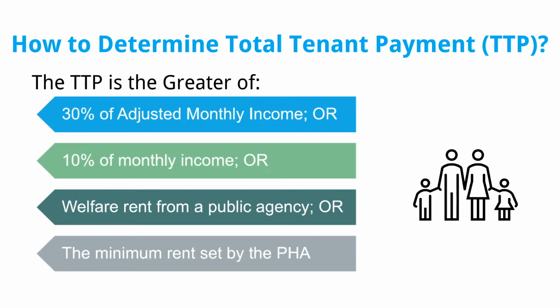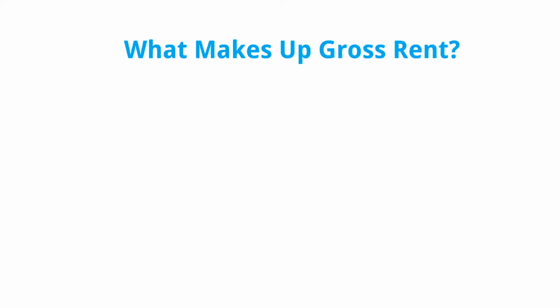The TTP is calculated as the greater of 30% of the family's adjusted monthly income, 10% of monthly income, welfare rent from a public agency, the part of welfare specifically designated to meet the family's actual housing cost, or the minimum rent set by the PHA. A family may lease a unit where their rent payment is more than their TTP. However, a PHA may not approve a unit for which the family share would exceed 40% of the monthly adjusted income at initial move.